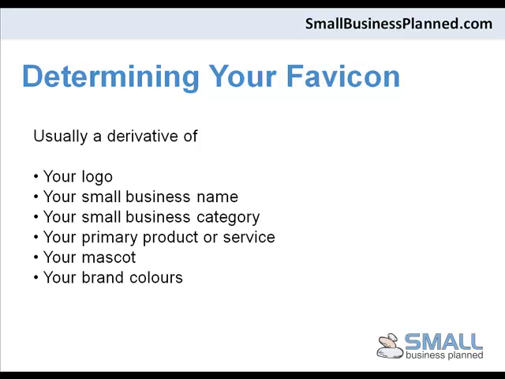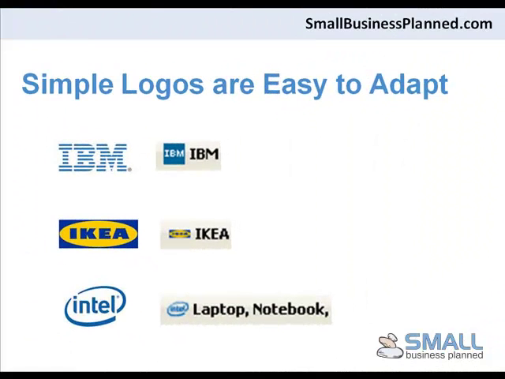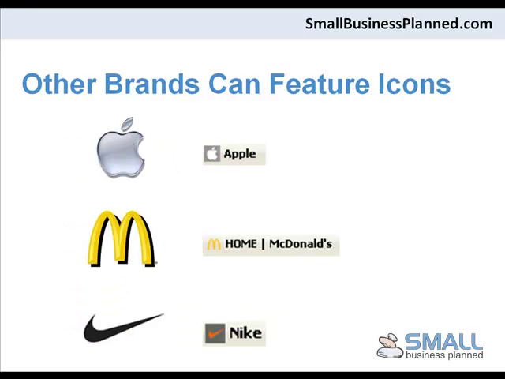It's also a good idea to seek inspiration from other sites and see how they manage their favicons. So let's take a look at the different approaches. Here are the favicons of IBM, IKEA, and Intel. These brands have very small, simple, and square-like logos, so they're easy to fit within the favicon dimensions. No problem at all. If you've got a simple logo, this may be the option for you. Or if, like Small Business Planned, you've got an icon attached to your logo, it may be an option to use this icon as your favicon. And as you can see here, Apple use this technique, as do McDonald's and Nike.